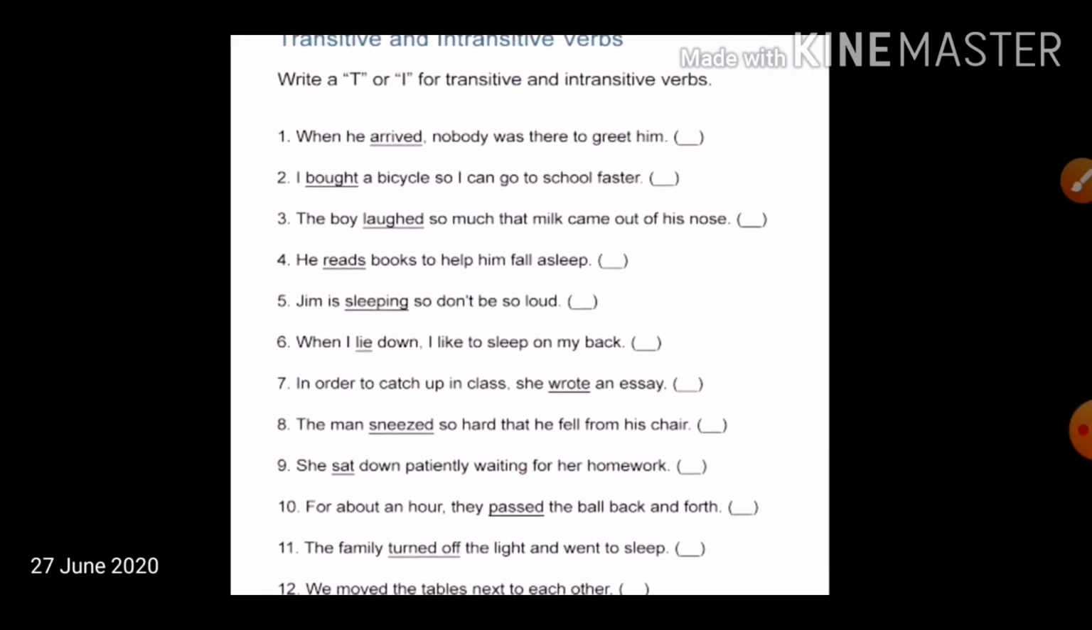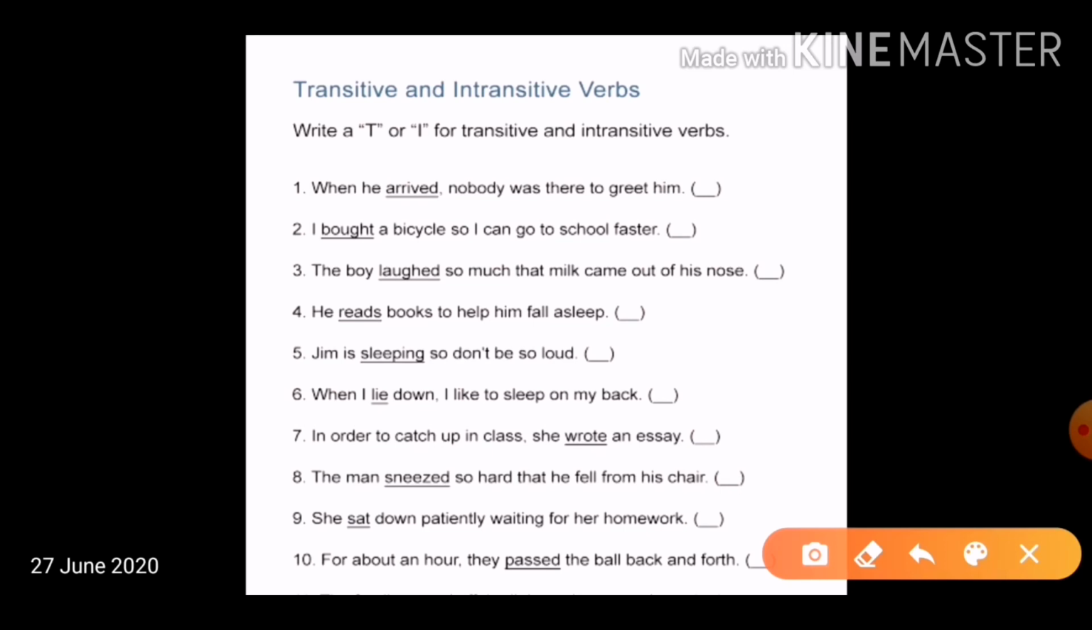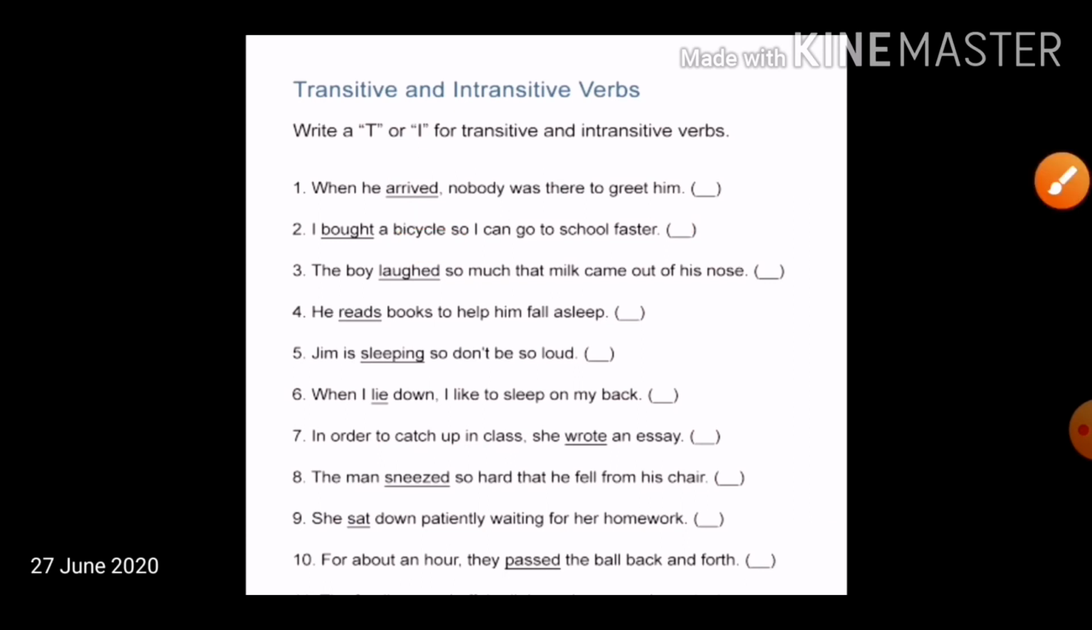Again, you have to write whether the underlined verbs are transitive or intransitive. For example, when he arrived, nobody was there to greet him. As you see, you don't have any direct object after arrived, so it is an intransitive verb. Here, I bought a bicycle. Bought is the verb, a bicycle is the object, so you have to write T because it's a transitive verb. What's a transitive verb? Any verb that takes a direct object is called a transitive verb.